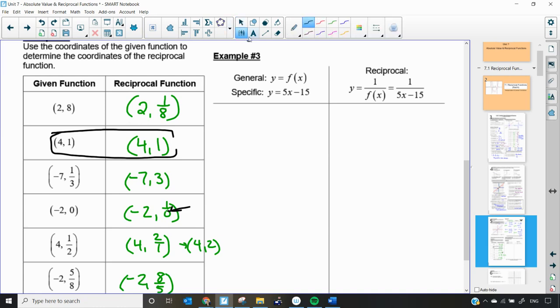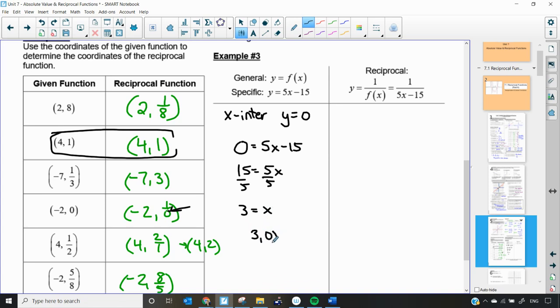So we're going to try to find what our vertical asymptotes are. We're going to do that by finding our x-intercepts of the original function. Now, if you remember from earlier in this unit, as well as grade 10, when we have an x-intercept, y equals 0. So what we're going to do is we're going to sub in 0 for the function. 0 equals 5x minus 15. And then we're going to rearrange to get x by itself. So we're going to add 15 to both sides. So I have 15 equals 5x. We're going to divide by 5. And we have 3 equals x. And setting that up as a coordinate, we would have 3 comma 0. So that means we have a vertical asymptote at x equals 3.